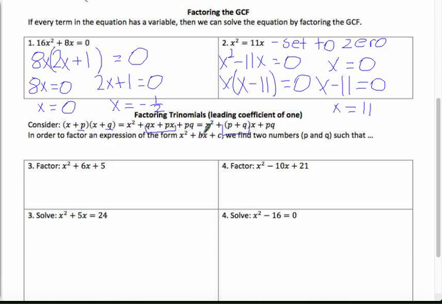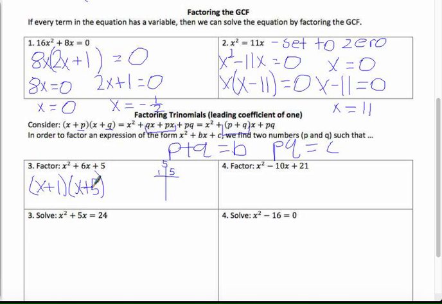So in order to factor something x squared plus bx plus c, we have to find two numbers, p and q, such that p plus q is the middle coefficient, and p times q is the constant term. So to factor x squared plus 6x plus 5, I need to find two numbers that multiply to 5 and add to 6. I'm going to list out all the things that multiply to 5. And 5 is easy because it only has two factors, 1 and 5. And 1 plus 5 is equal to 6. So this would factor to x plus 1 times x plus 5. And we could check our work by distributing it back out.